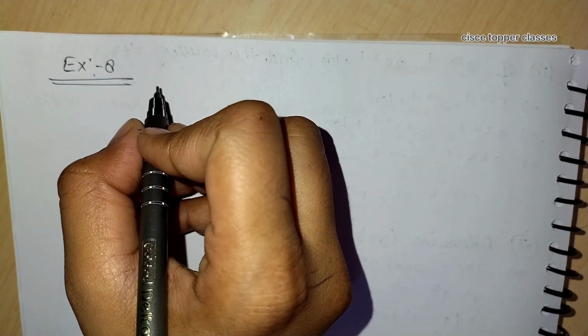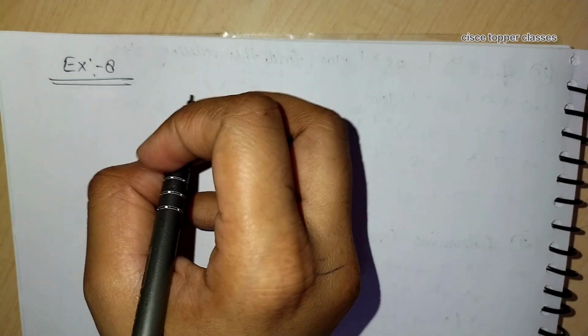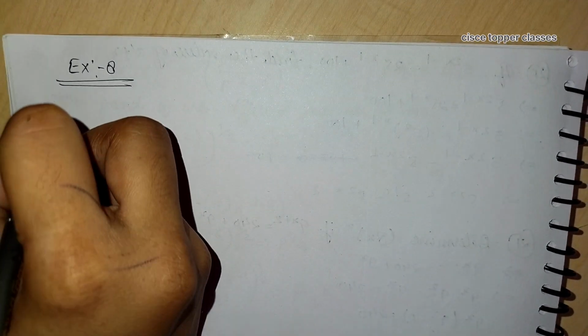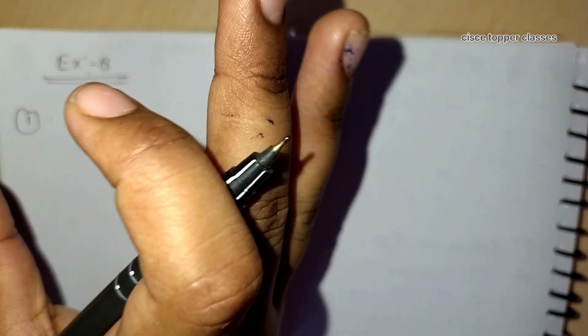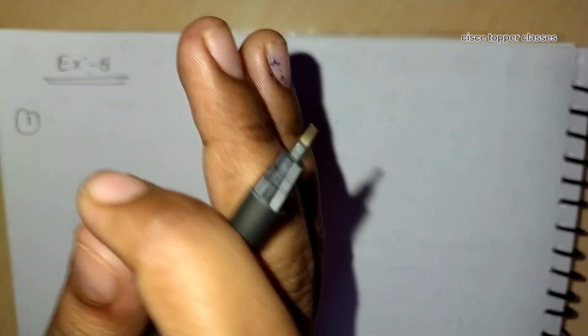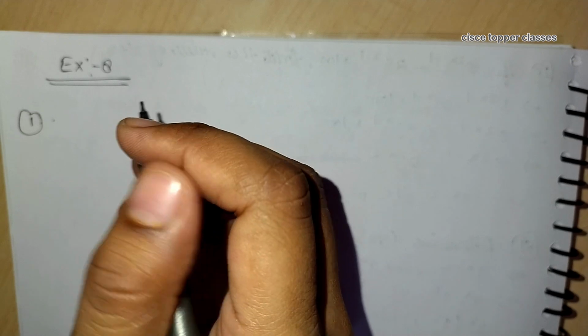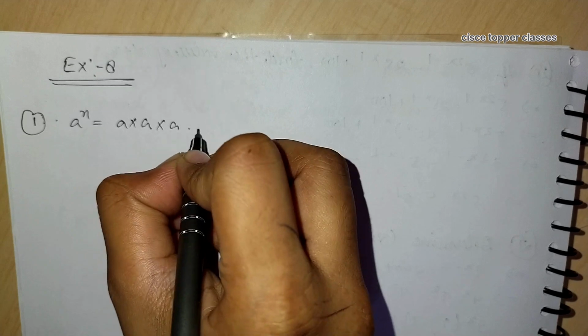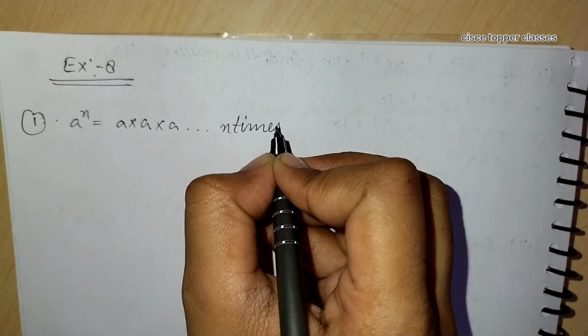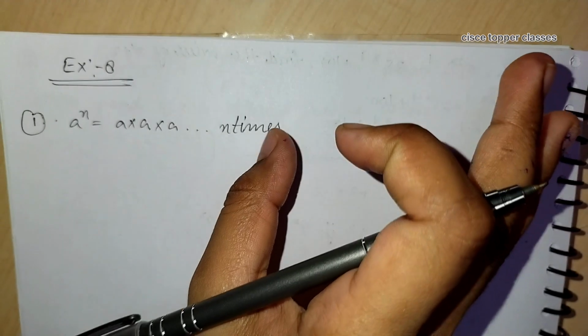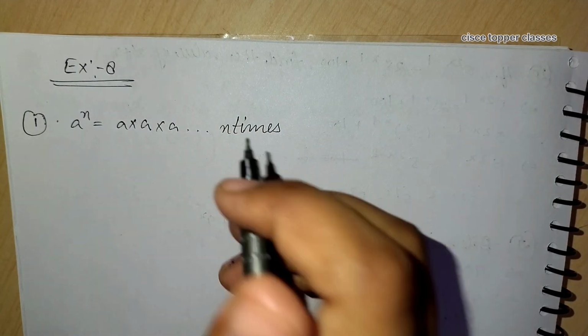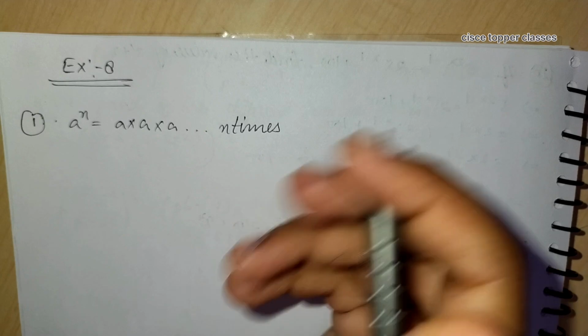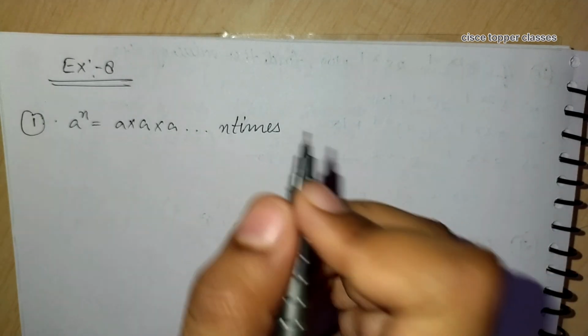Let us solve here exercise 8 of ML Agarwal mathematics. In this exercise, we will use some basic formulas which it is important to know. So let us know those formulas. First of all, we have read that if a is any real number and n is any natural number, then a to the power n is equal to a into a ... n times. This is the first thing which we have to know, where a is called the base and n is called the exponent or index. So here a^n is the exponential form.